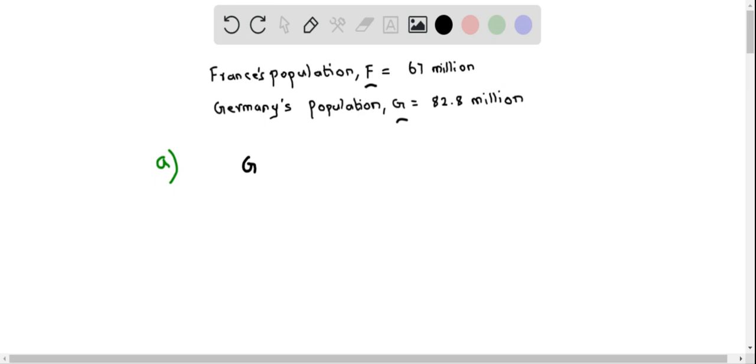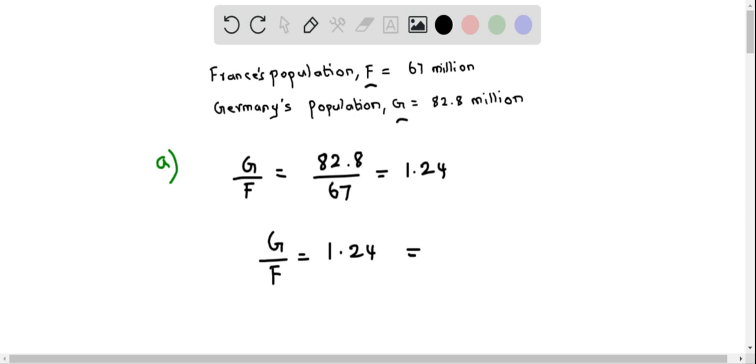So for that, we can find this ratio, that is G by F. So let's calculate this. G is 82.8 and F is 67 million. So when you plug this into the calculator, we get 1.24. And this means we can set up this ratio as an equation. That is, we have G by F equals 1.24. So when I multiply both sides by F, I get G equals 1.24 times F.